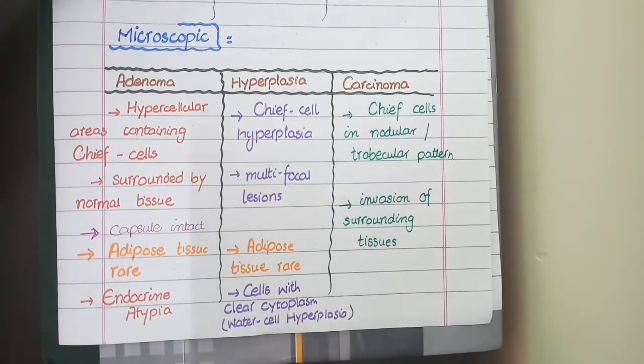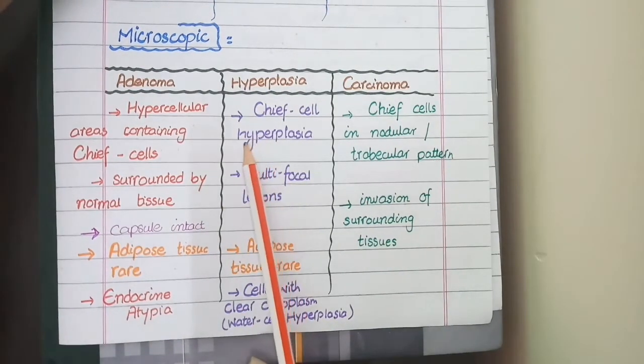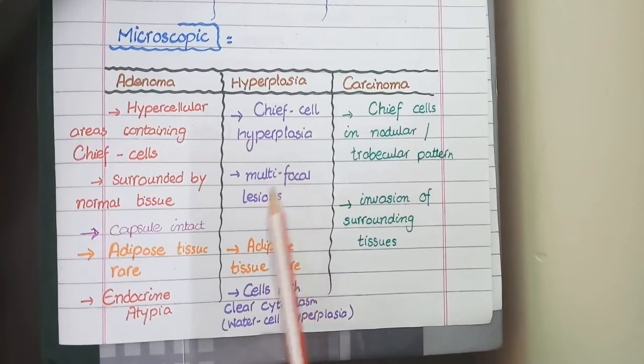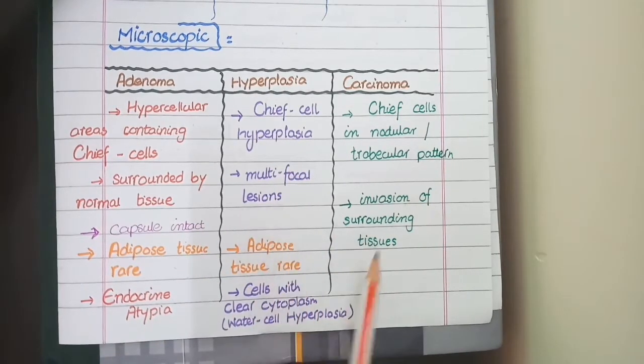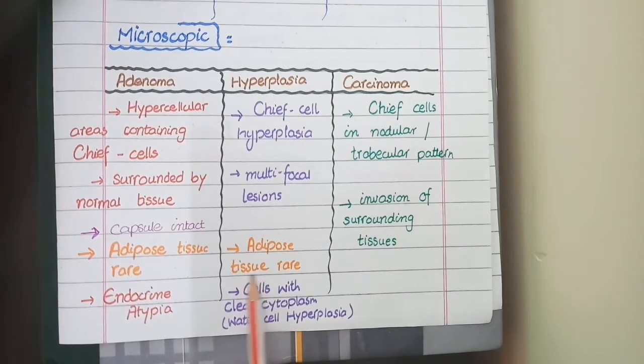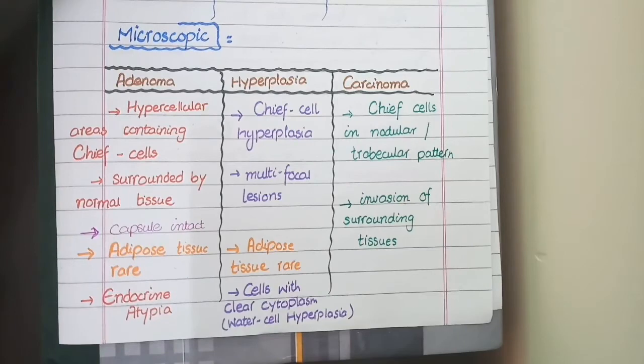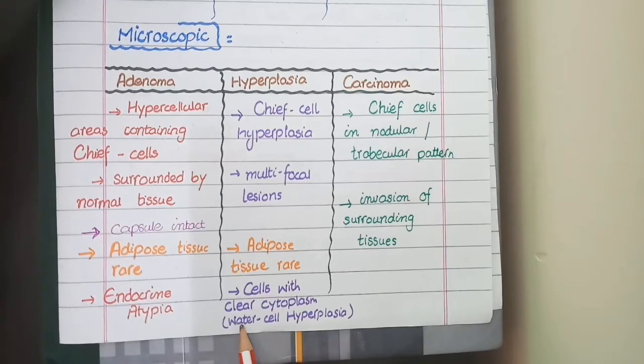The second lesion, which is parathyroid hyperplasia, shows areas of chief cell hyperplasia on microscopy, and these hyperplastic regions are multifocal, as we discussed in the gross section. The adipose tissue in hyperplasia is also rare, just like adenoma. And one important feature in parathyroid hyperplasia is the presence of cells that have a lot of glycogen in the cytoplasm. So they appear colorless because glycogen does not stain. This pattern is known as water clear cell hyperplasia.